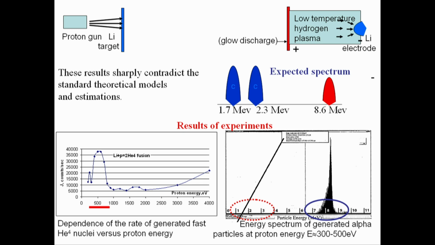Fantastic. 500 electron volts is very low in energy. And where are such two kinds of reaction? Helium-3 and Helium-4 with such energy, 1.7 MeV and 2.3 MeV, are absent. Very strange result in such an experiment. These experiments were conducted many times. It's well published. One can see this result in the literature.